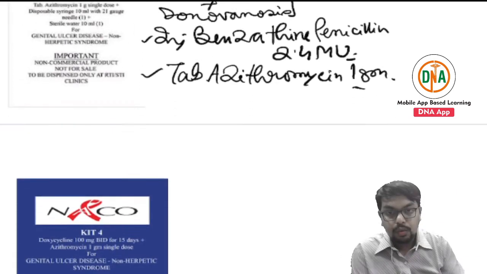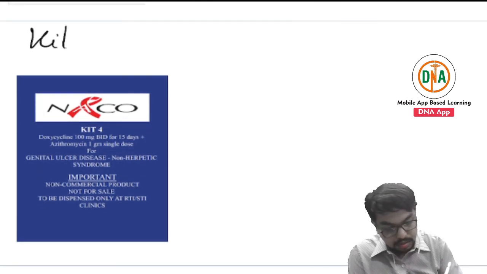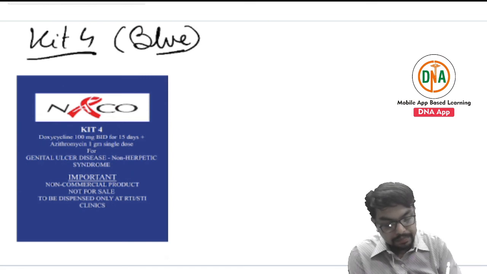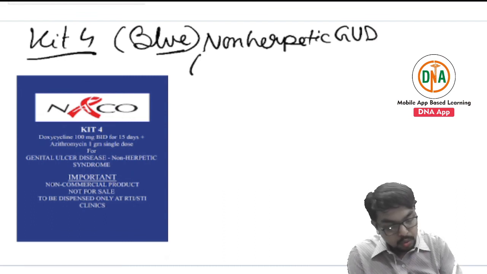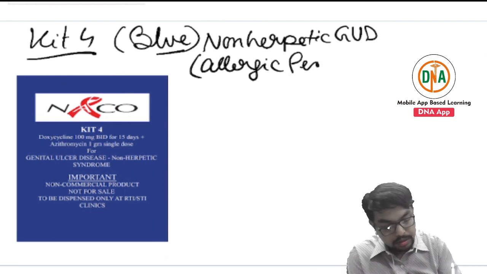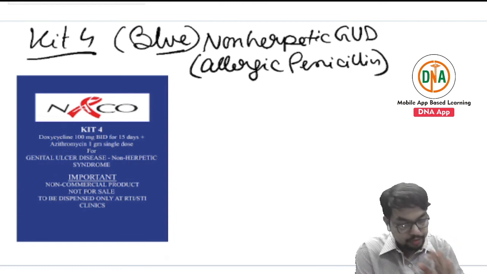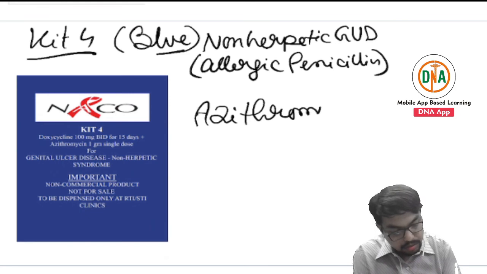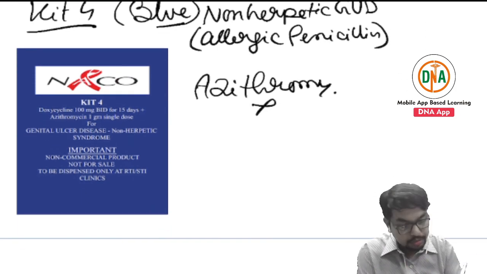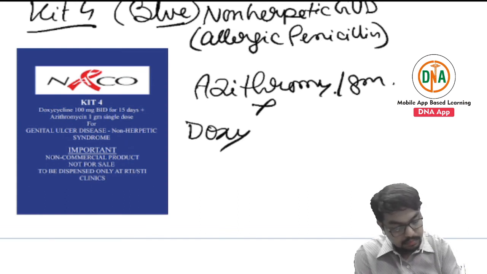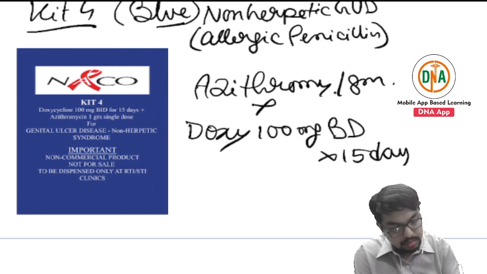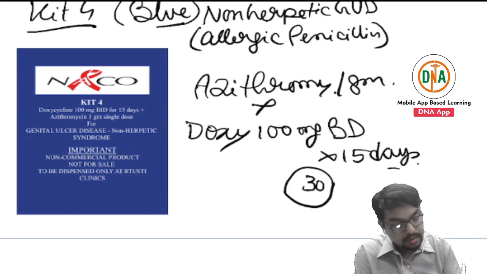Okay, next, KIT 4. This is the blue colored kit. This is for non-herpetic genital ulcer disease in patients who are allergic to penicillin. Here the concept is the same. We have to treat syphilis, chancroid and donovanosis. For chancroid and donovanosis, we give azithromycin 1 gram stat dose. And for penicillin allergic patients, we give doxycycline 100 milligram twice daily for 15 days. Okay. That is 30 tablets of doxycycline provided.